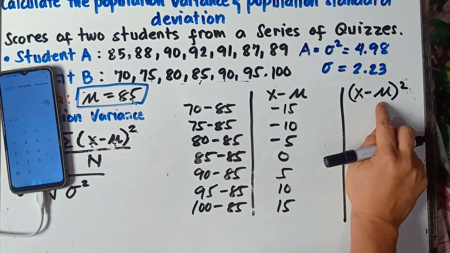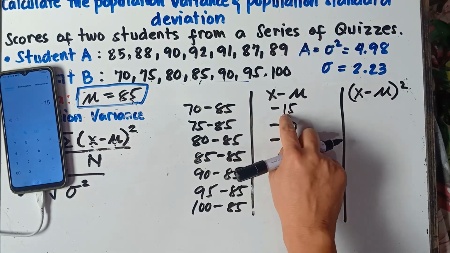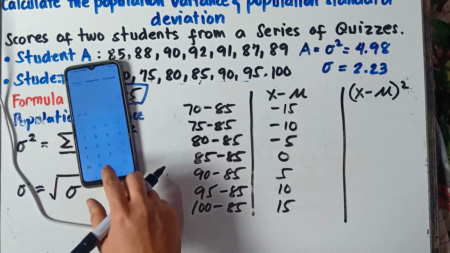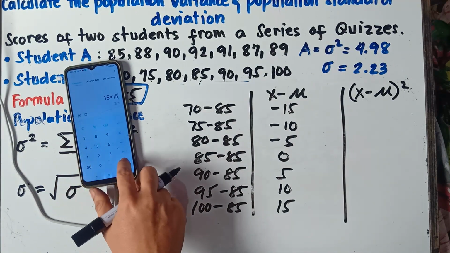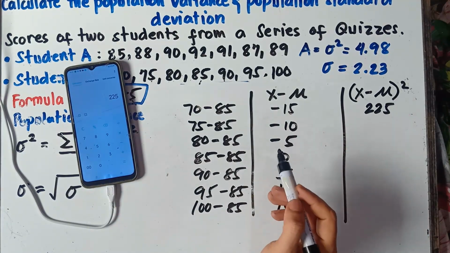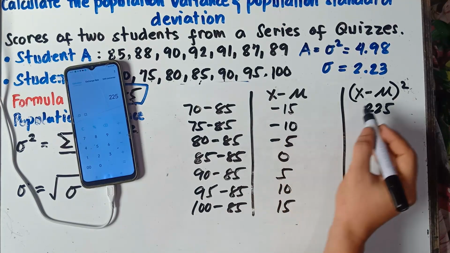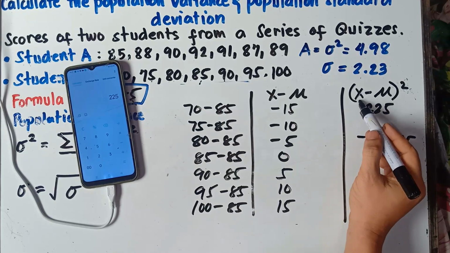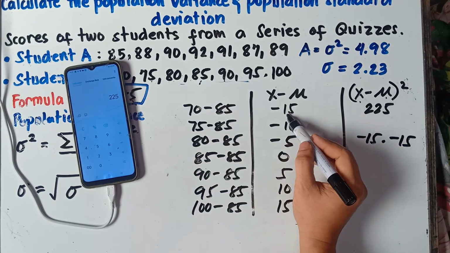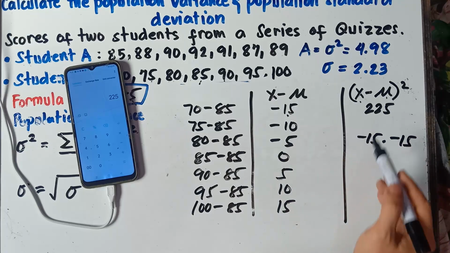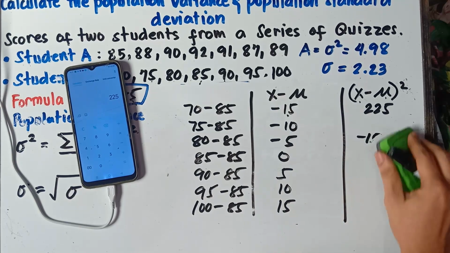And then we need to get the square. So it means negative 15 times negative 15. That would be positive 225. Once again, class, negative times negative becomes positive. So the sample minus the mean is negative 15, and you need to get the square. Negative 15 times negative 15, of course, the answer is positive 225.